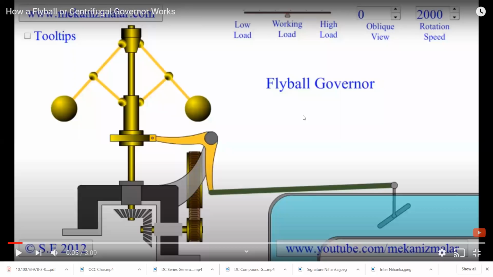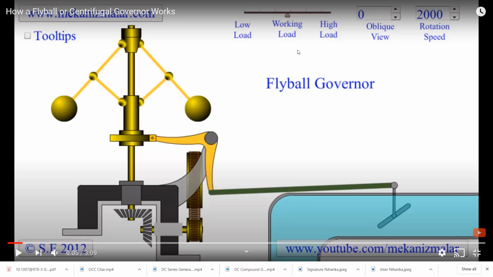So last class we discussed the speed governor system. Now we'll see the animation of how the speed governor acts according to an increment of load and according to a decrement of load. So just observe here.